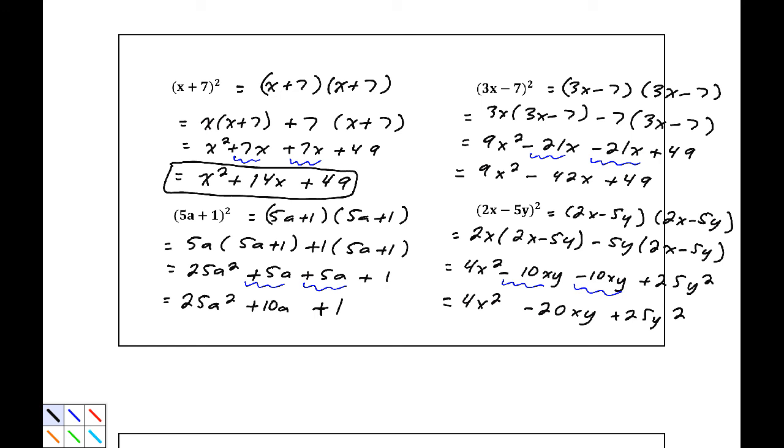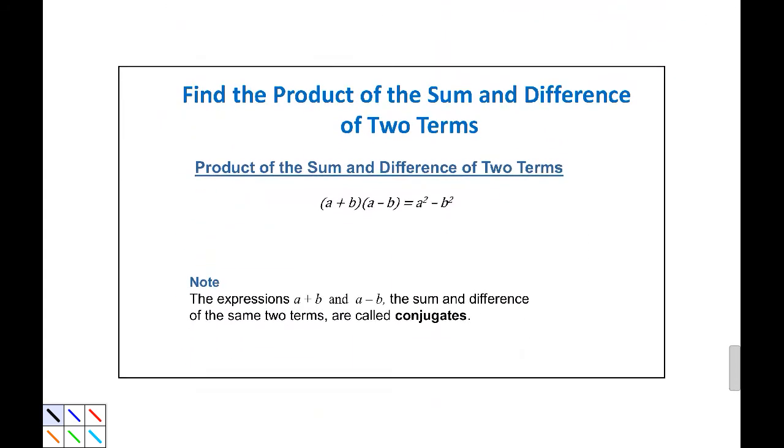And that is the end of that special case. Now we have one more special case, and that is what is called a difference of squares. We state this as: find the product of the sum and difference of two terms. In this case, we have the quantity a plus b multiplied by the quantity a minus b, and that is going to be equal to a squared minus b squared. Notice that the expressions a plus b and a minus b, the sum and difference of the same two terms, are called conjugates.